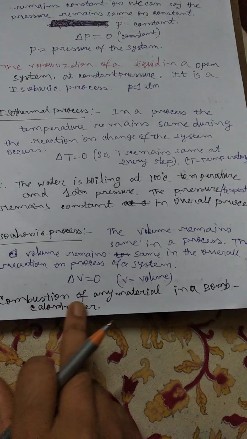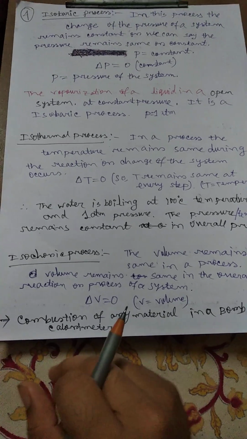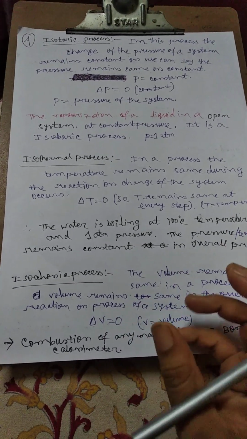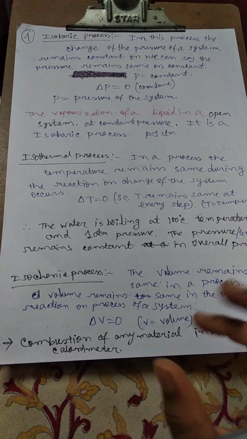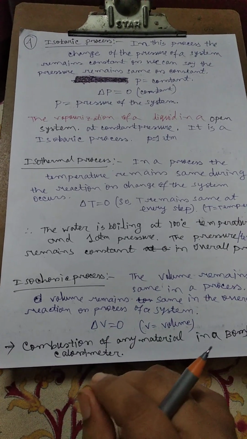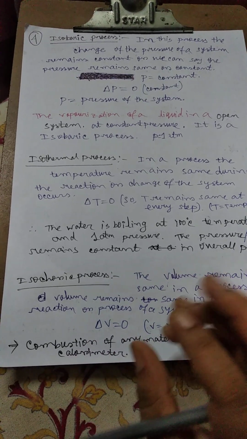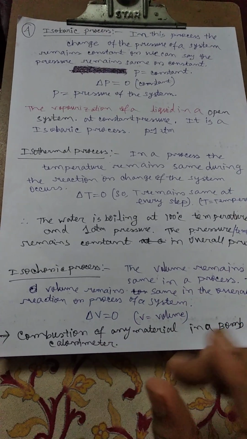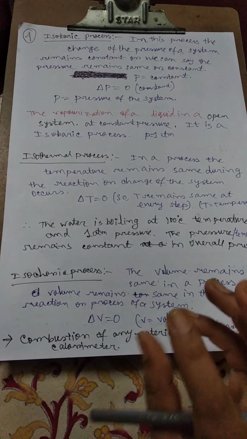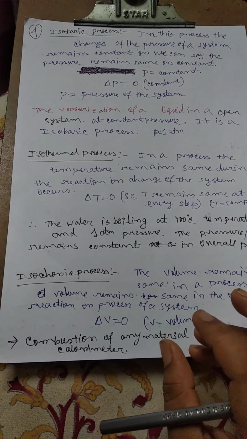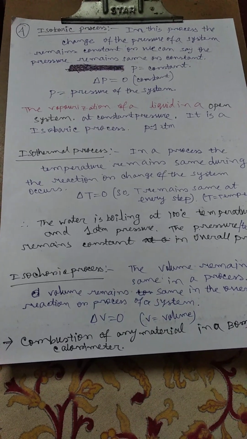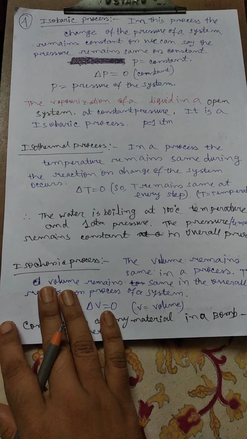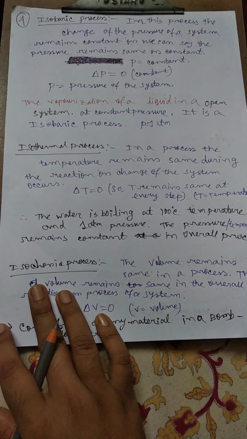Like combustion of any material in a bomb calorimeter. In a bomb calorimeter, I have taken some substance and I am heating it to make it a vapor. So if the vaporization process is occurring, but the volume of the substance remains the same. Okay. If I have taken 1 gram of the substance, then it will be 1 gram of vapor also. So the volume is the same, so it is the isochoric process.